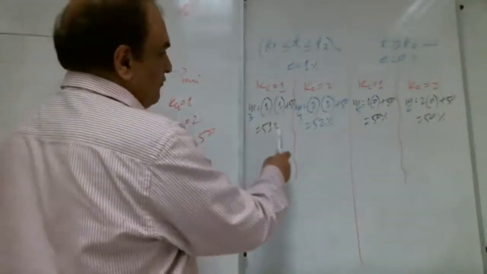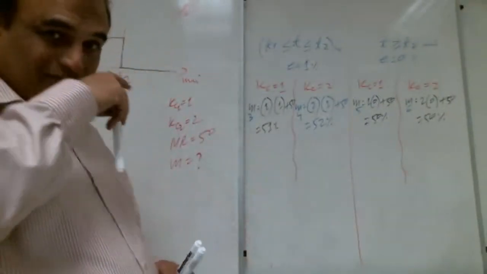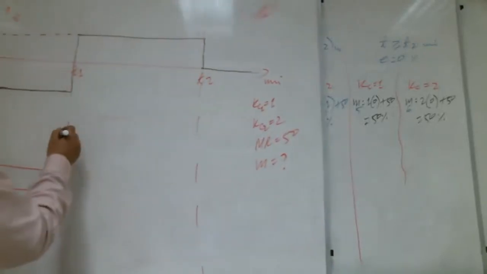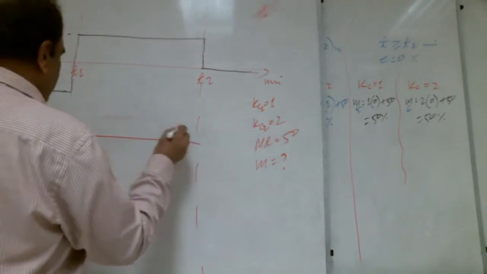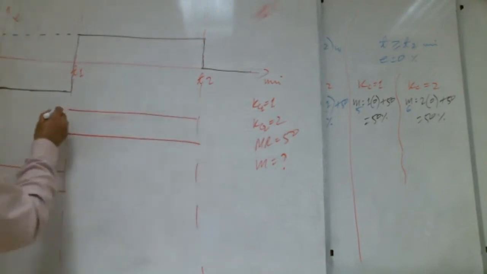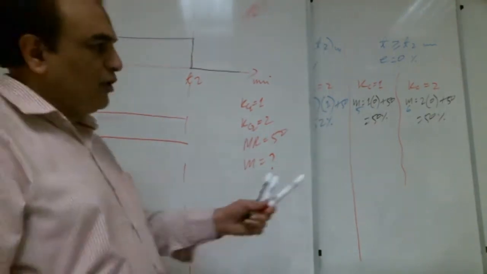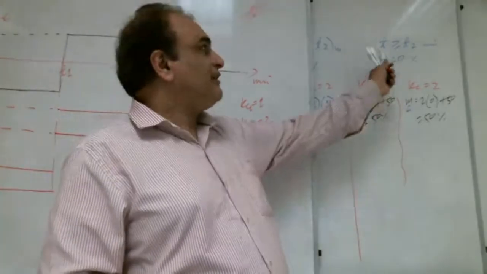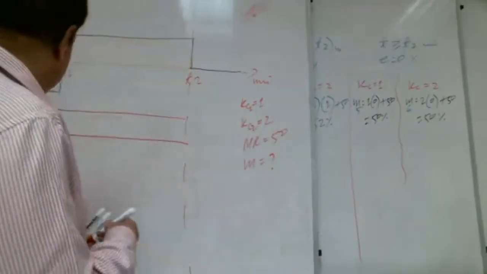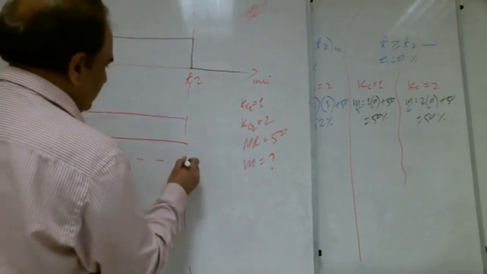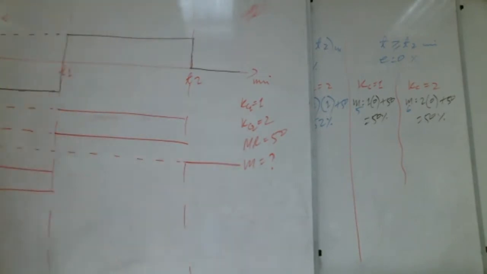Yes, I do it like this, doctor. So here it is 51 and 52. Then the last two outputs, they are after T2: 0 error, so 50 and 50 percentage.